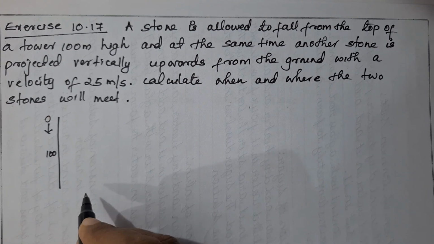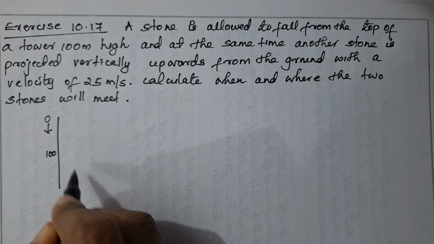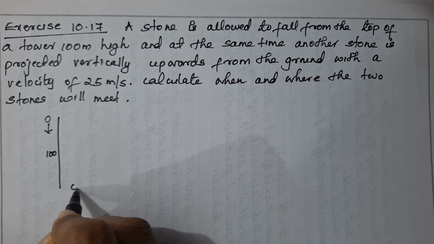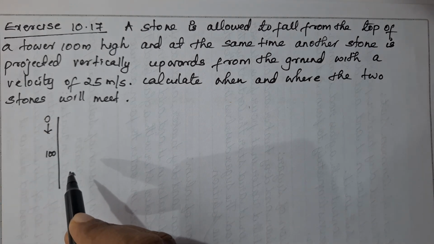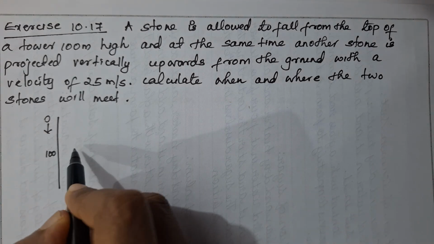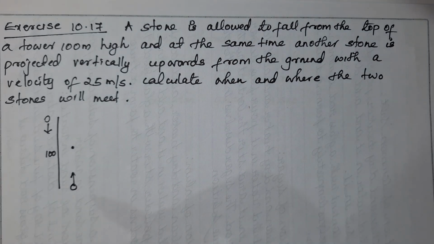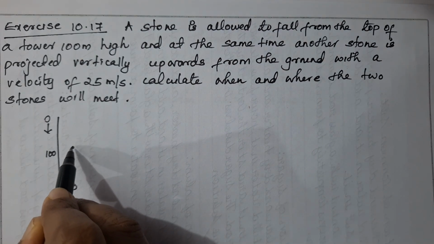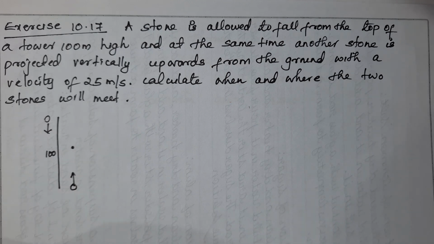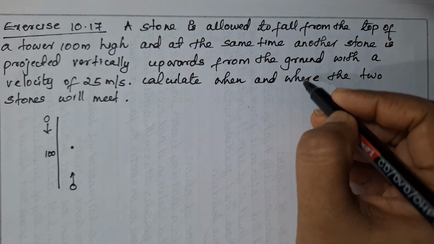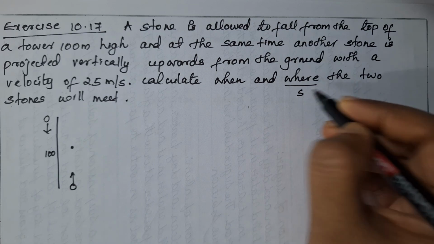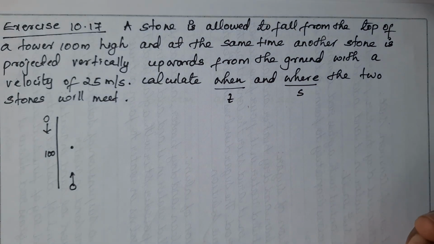Then at the same time, another stone is projected vertically upwards. So two stones are moving in opposite directions, and at a particular point they will meet. Definitely they will meet. Let us consider this is the point where these two stones will meet after some time t. Then what we have to find is when and where the two stones will meet. Where means we have to find the distance, when means we have to find the time.